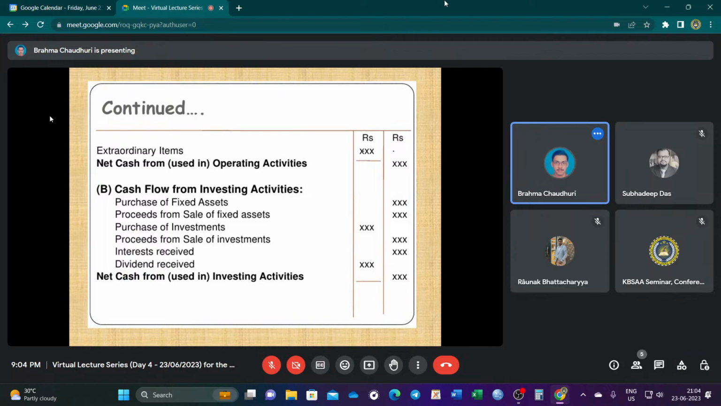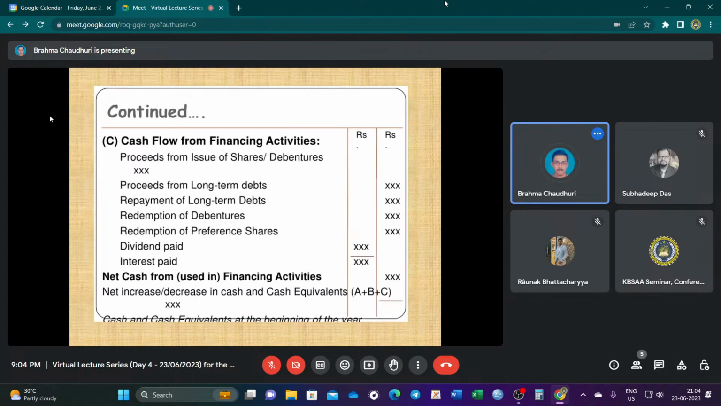So whatever is the inflow, we will write it, and whatever is the outflow, we will write it within brackets, and then we will derive the cash flow from the investing activities. If it is a positive balance, it will be added, and if it is a negative balance, that will be deducted from the positive balances. So this is how the cash flow from investing activities is ascertained. And after that, we have to calculate the cash flow from the financing activities.